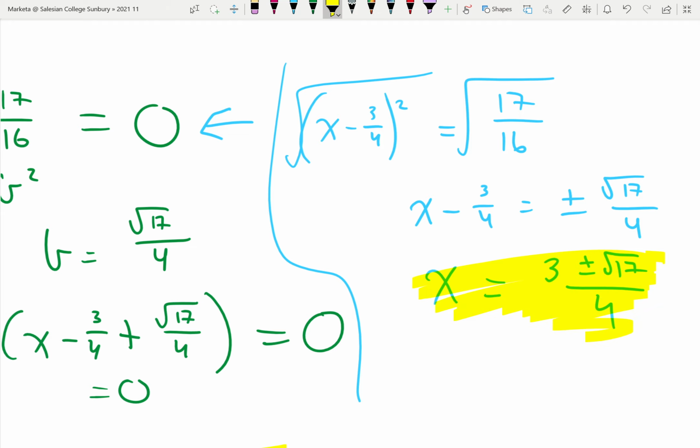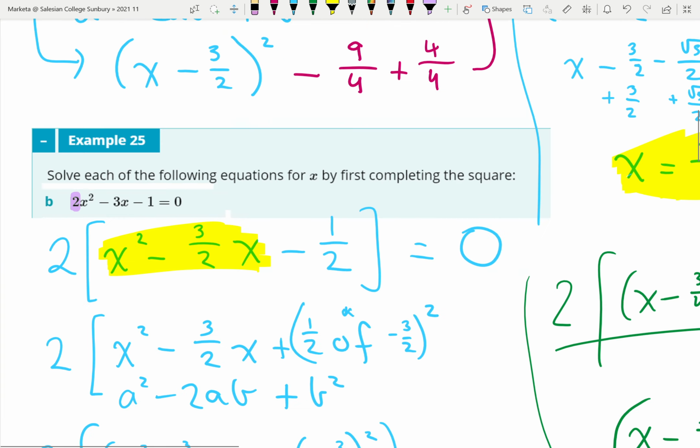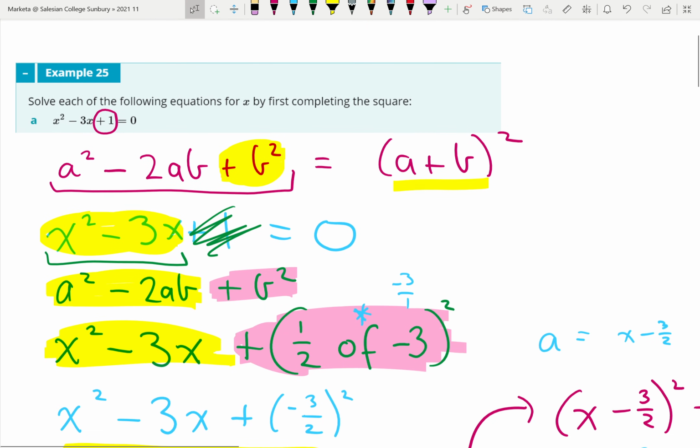And actually, I prefer this method for these. But as I said, in your book, they often do the a squared minus b squared method, and it is quite good to remind you of that difference of perfect squares identity. So they are the 2 examples that I will do for completing the square.